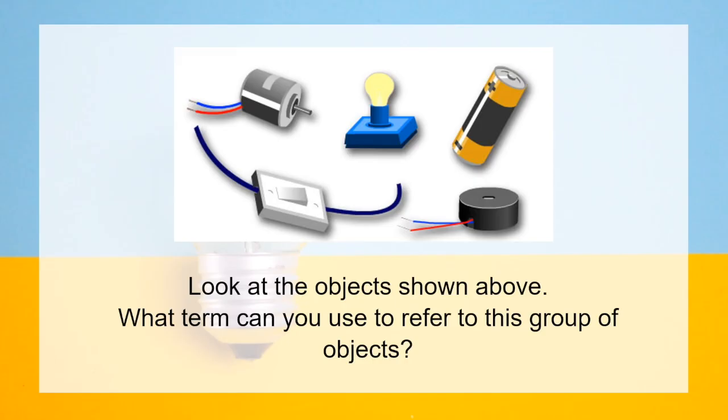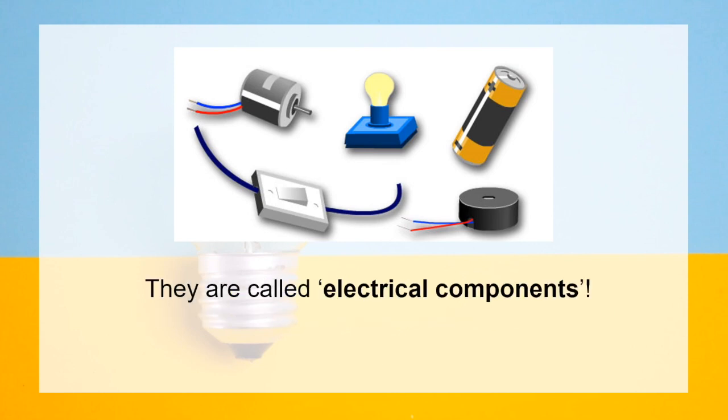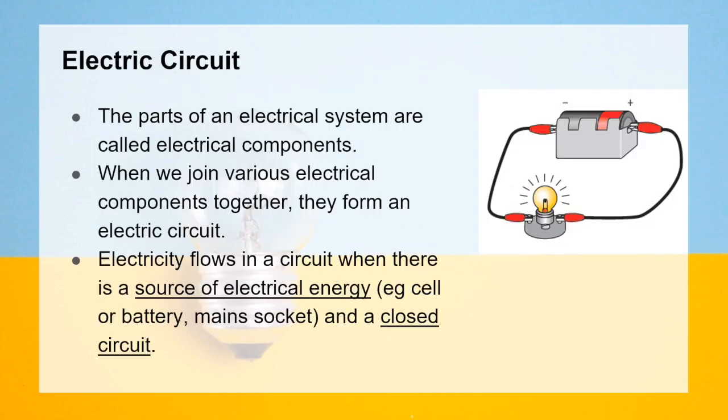Look at the objects shown above. There is a light bulb, a switch, a battery, etc. What term can you use to refer to this whole group of objects? If you said electrical components, you are correct. The parts of an electrical system are called electrical components. When we join various electrical components together, they form an electric circuit.